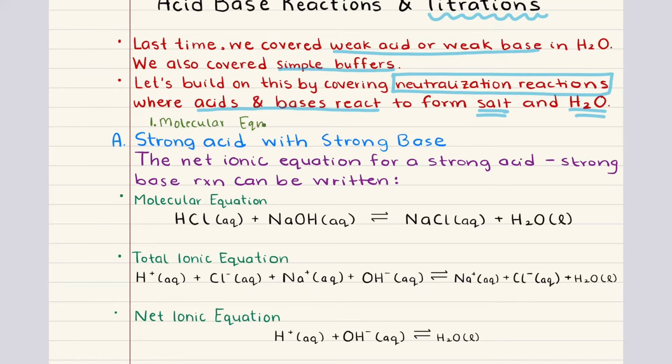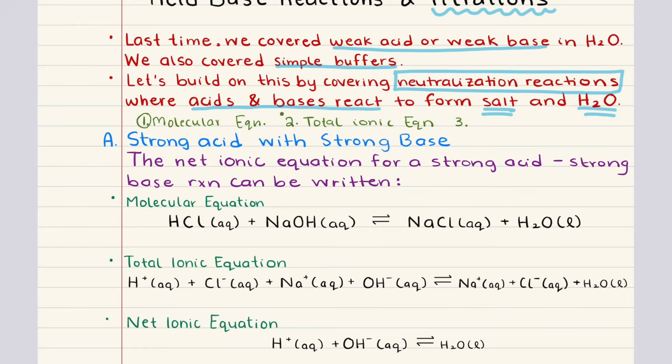Then in step 2, you're going to expand anything that is a strong electrolyte into ions in the total ionic equation. That means strong acids, strong bases, and soluble ionic salts split into their ions. But weak acids and weak bases, they do not split. We leave them written as is. Step 3, you're going to cancel spectator ions. These are the species that appear unchanged on both sides. Whatever remains is the chemistry, and that is the net ionic equation.